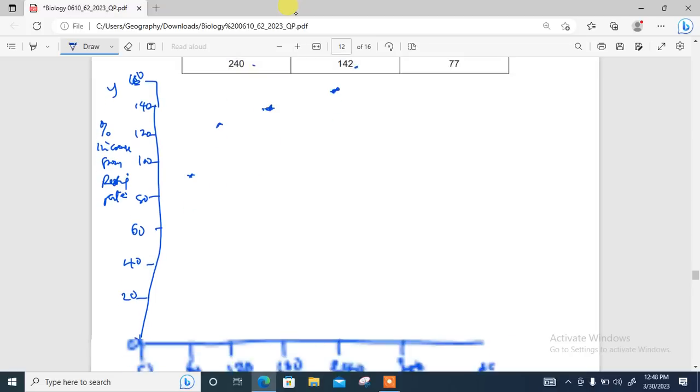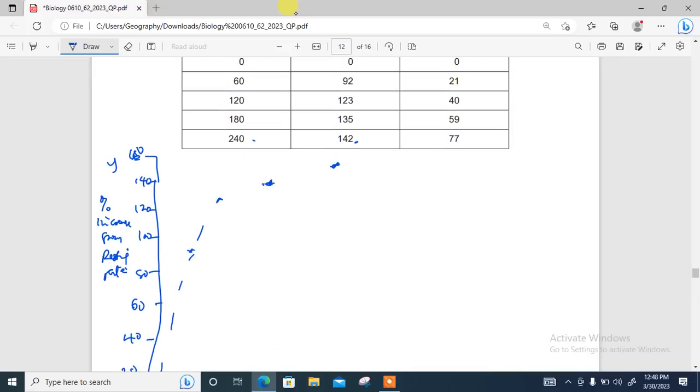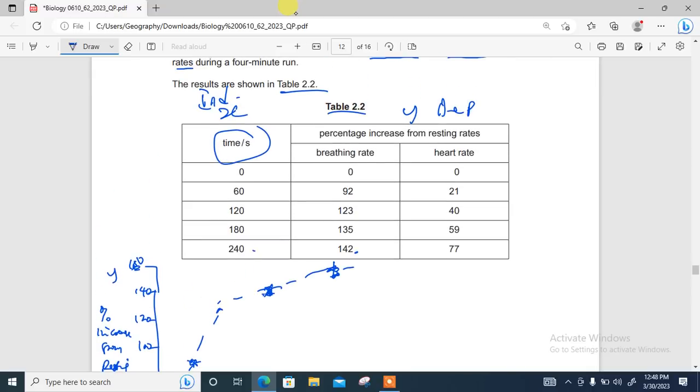So for my first graph, I can decide to use dotted lines to join them. Then I can have a key that will tell what each represents. Remember, the points should touch because it's a line graph. Then after that, I will do the next one, heart rate.